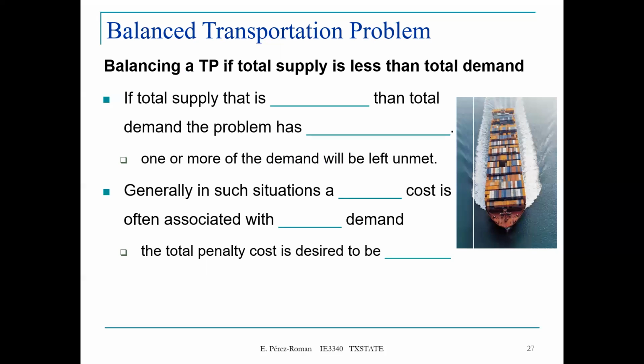On the other side, consider balancing the transportation problem when the total supply is less than the total demand. If the total supply is strictly less than the total demand, the problem has no feasible solution. One or more of the demands will be left unmet. Generally, in such situations, a penalty cost is often associated with the unmet demand. The total penalty cost is desired to be minimum.